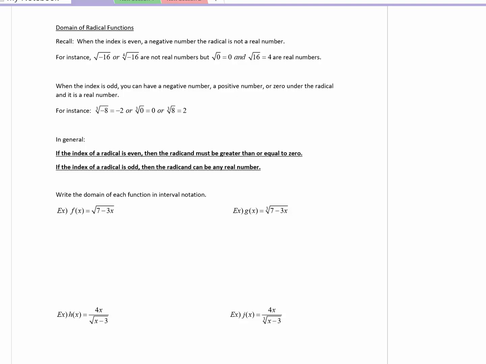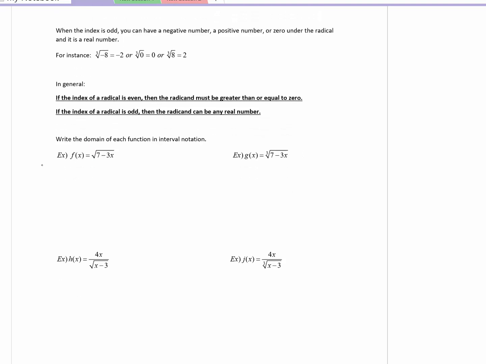Okay, so let's write the domain of each function in interval notation. So this example right here. Now remember, if you don't see a number for the index, you assume it's 2. Because 2 is an even number, what am I going to do? I'm going to take what's inside the radical and set it greater than or equal to 0. Subtract the 7.